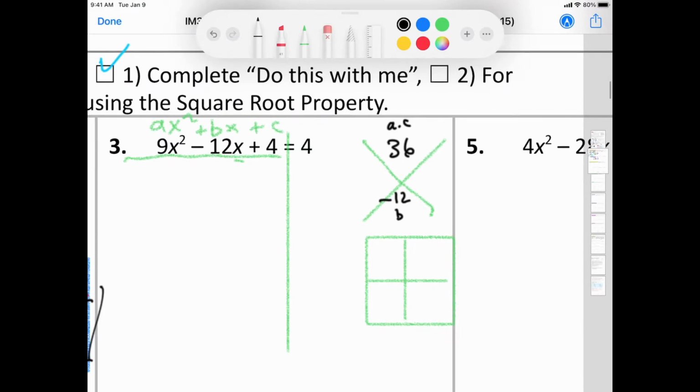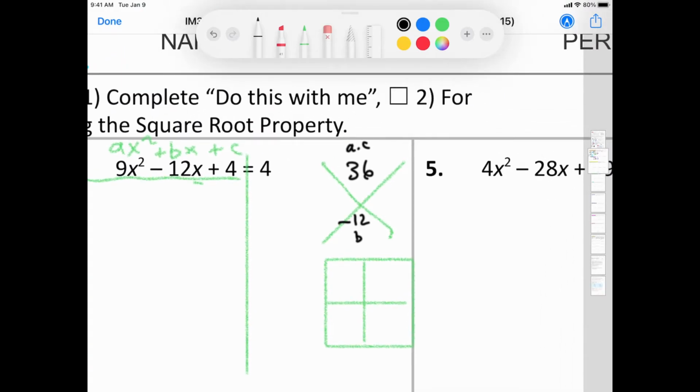Remember, a good strategy is writing out all your factors. So 36 and 1, 2 and 18, 3 and 12, 4 and 9, and 6 and 6. Did you notice I write the bigger number on the left side? So that would be a combination of this one, negative 6 and negative 6. And remember, you are splitting this right there. So negative 6 and negative 6.